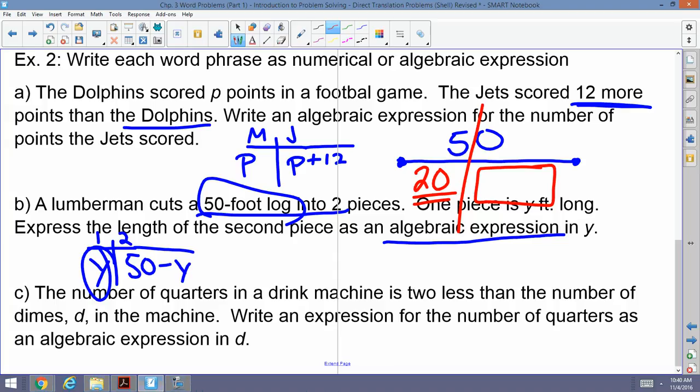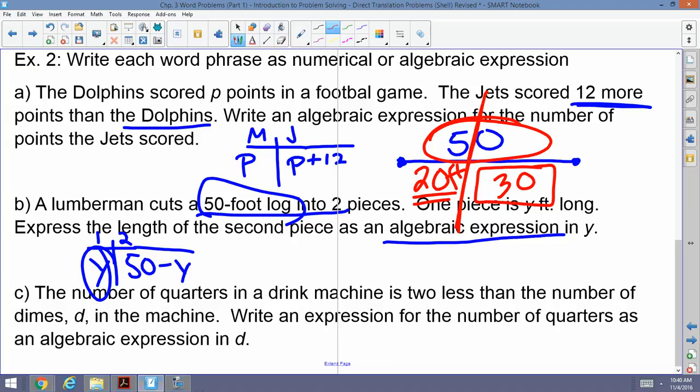Papa, I got 50 feet of the whole entire piece of wood, right? I cut it into two pieces. One of the pieces is 20 feet. What does this piece have to be? 30, because you subtracted.